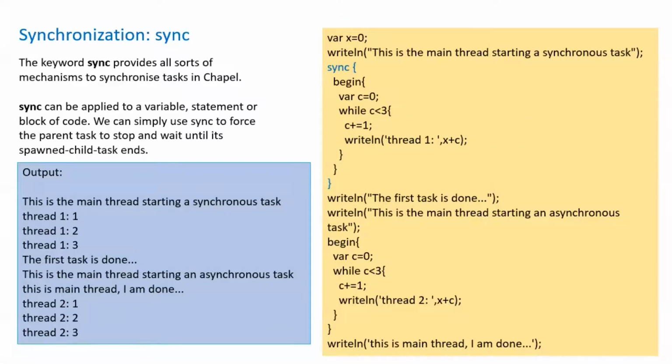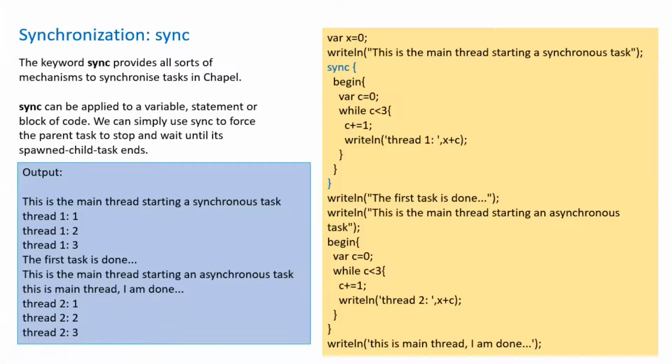And because there's no certain order when they run, Chapel has a sync statement to do the synchronization. As with other synchronization, it will cost a little bit more, but it is there, and maybe in some cases you don't need to use it. The keyword sync provides all sorts of mechanisms to synchronize tasks in Chapel. It can be applied to variables, statements, and blocks of code, and we'll show it can actually apply to loops as well.